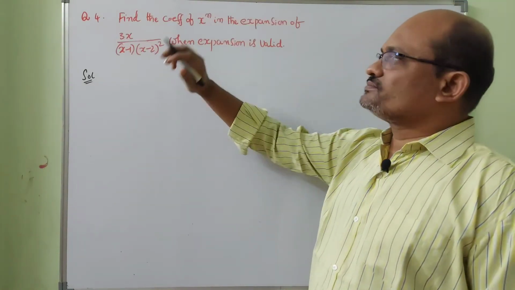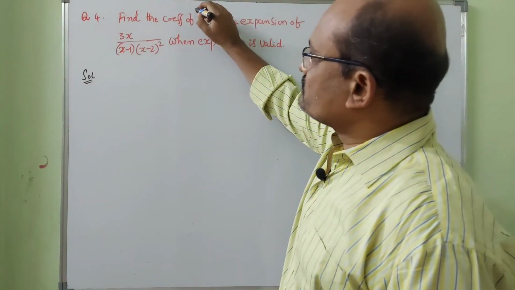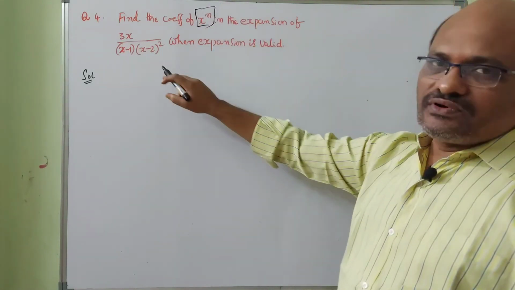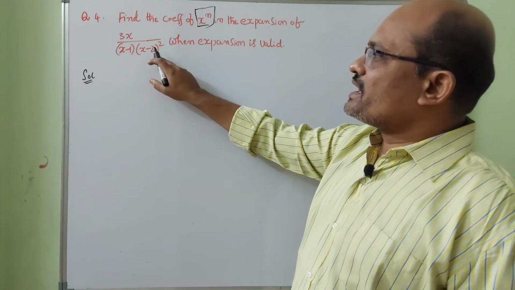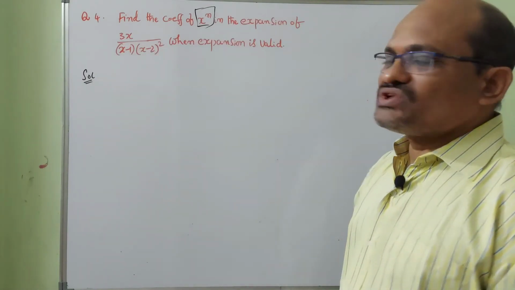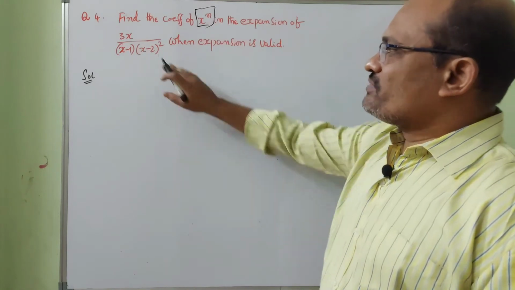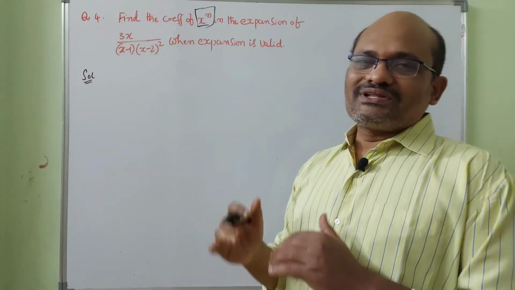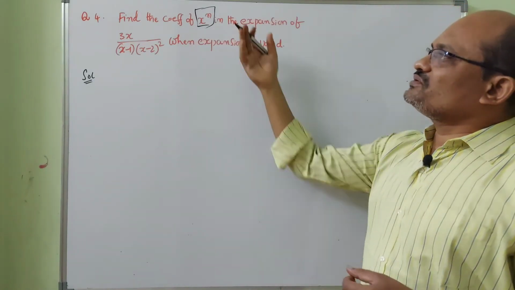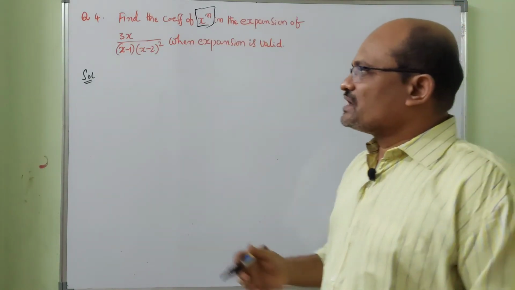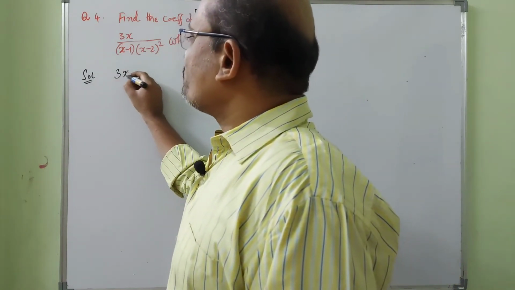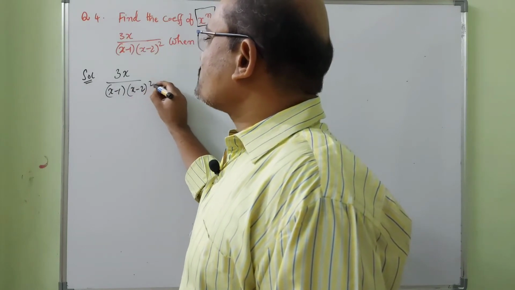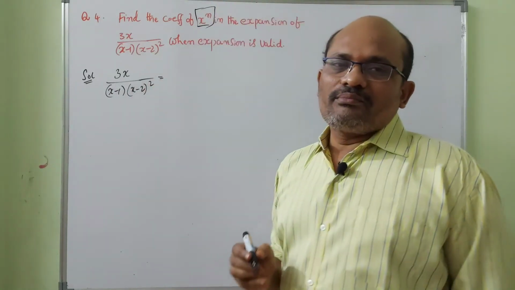So question number 4. Find the coefficient of x power n in the expansion of 3x by (x minus 1) into (x minus 2) whole square, when the expansion is valid. As usual, first resolve this rational fraction into partial fractions. After that write the power series. After that you can easily write the coefficient of x power n. So I am writing the given rational fraction. Now I am writing partial fractions.